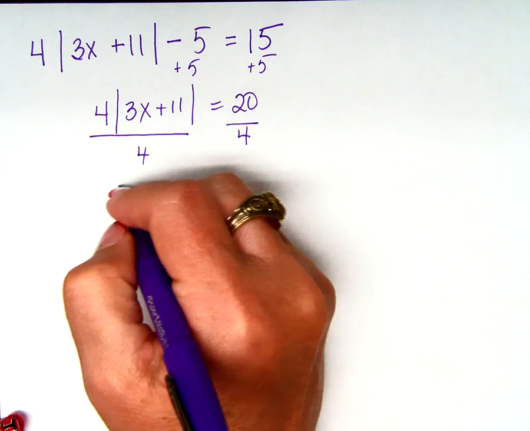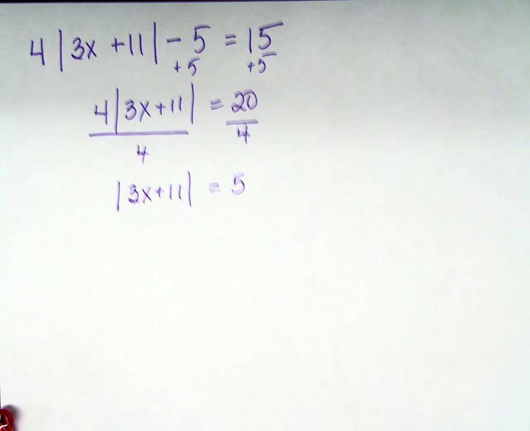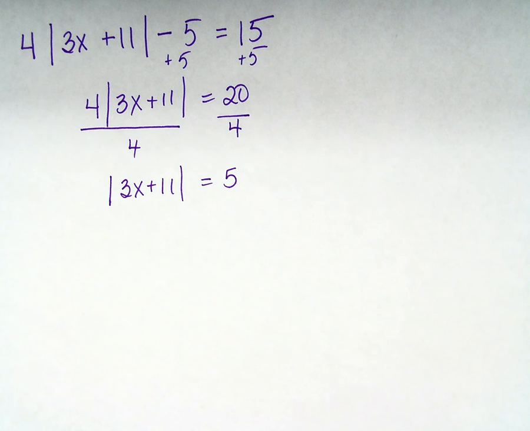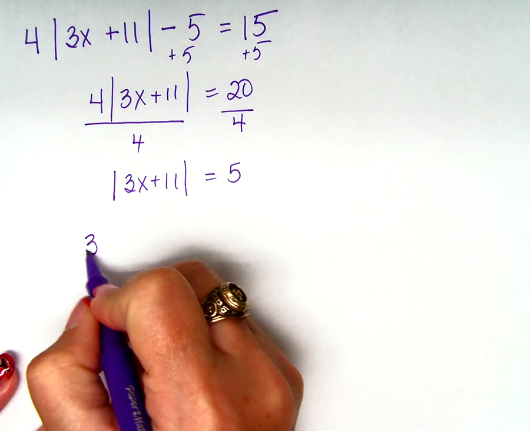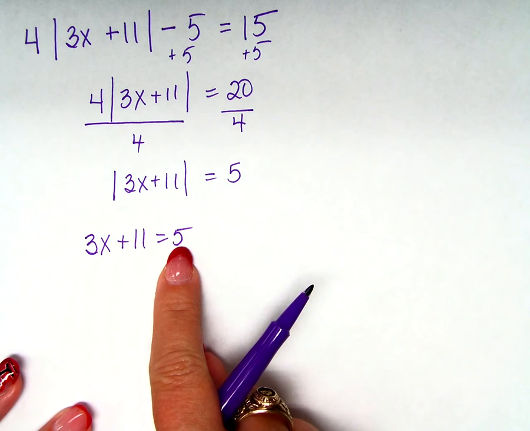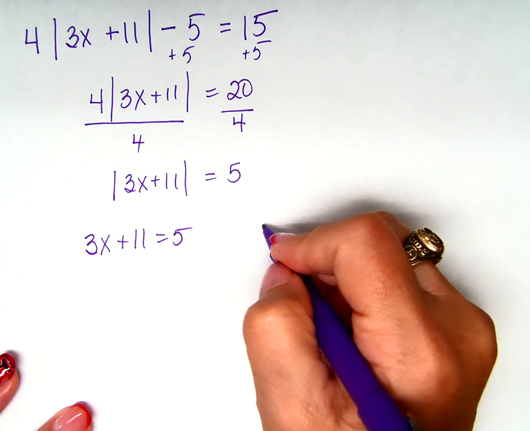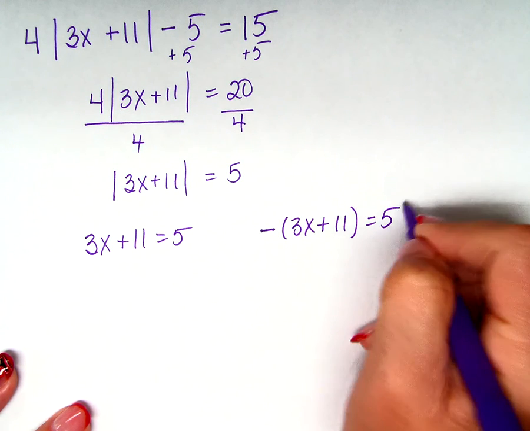Yeah? Okay. So now I have the absolute value of 3x plus 11 equals 5. Now is my absolute value isolated? Yes. So now what do I want to do? Yeah, now I want two equations. That's exactly right. Okay, now I want two equations. So what's my first equation? 3x plus 11 equals 5. It's whatever was inside, I bring it down, and it equals 5. What's my second equation? So negative 3x plus 11 equals 5.